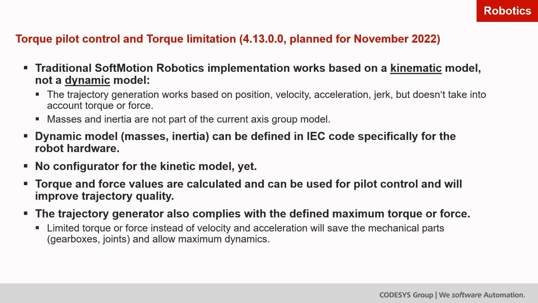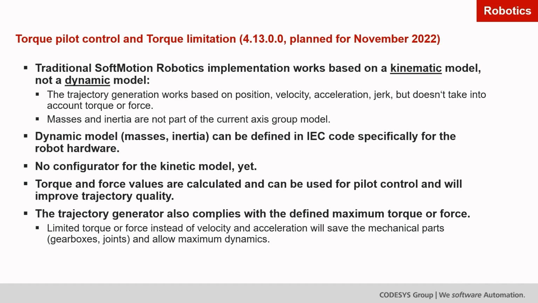Until now, robotics has only been based on the kinematic model, not on the dynamic one. That is, the trajectory generators and axis group transformations have considered position, velocity, acceleration and jerk constraints for the trajectory and for individual axes, but have never referred to torques or forces. Consequently, the axis group models did not include masses or inertias, which we did not need because we did not include them at all. This we will change now.